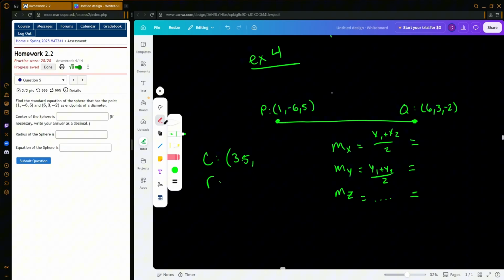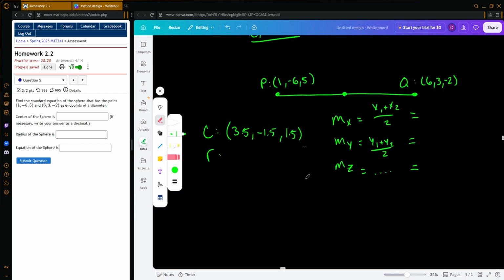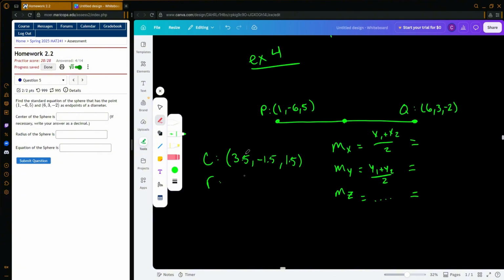Y's combined would be -3 over 2, so it's -1.5. And then the z's give us 3 over 2, so it's also positive 1.5. -3 plus 2, okay, yeah. Okay, so we have the center of the circle.